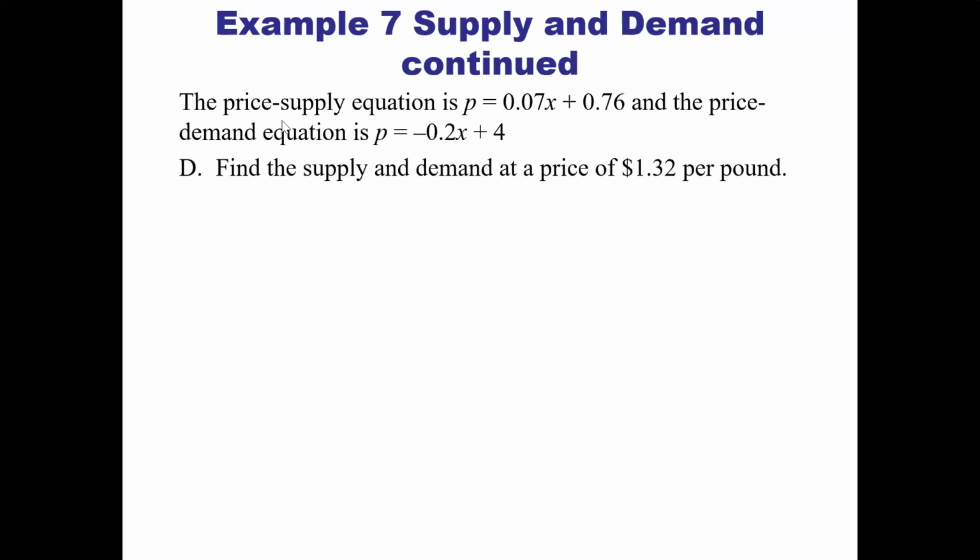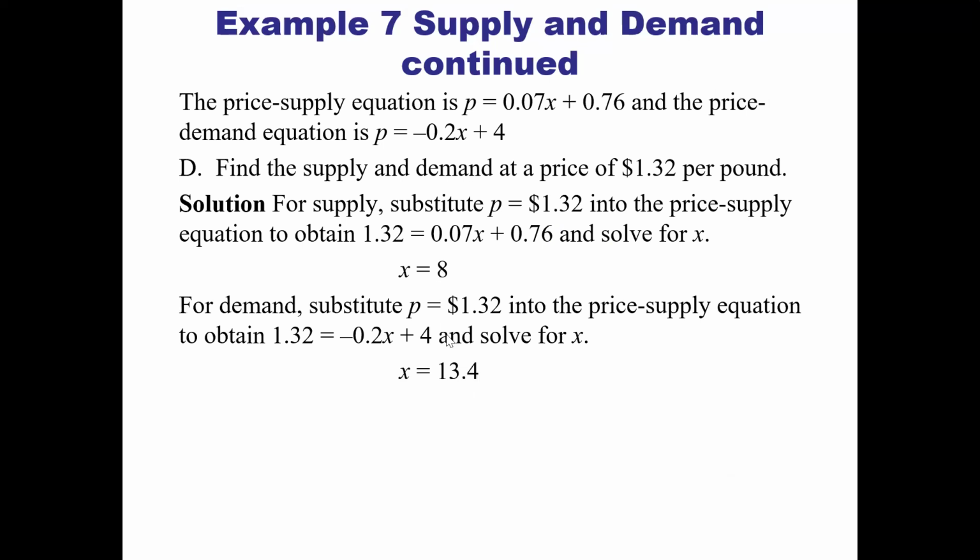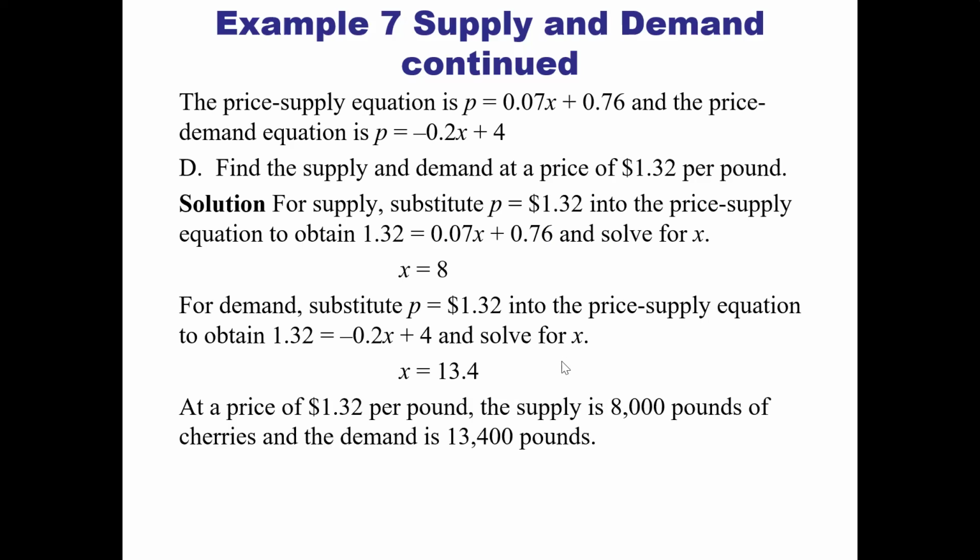All right. So the price supply is that, and the price demand is that. Now they want us to find the supply and the demand at a price of $1.32 per pound. We're going to do the same thing we just did: plug in $1.32 and solve for x. We get 8, and when we plug $1.32 into the other equation, we get 13.4. Now the supply is a lot lower than the demand because we have a lower price, and with the lower price there's going to be a lot more demand. And again, remember, it's 8,000 and 13,400 pounds.